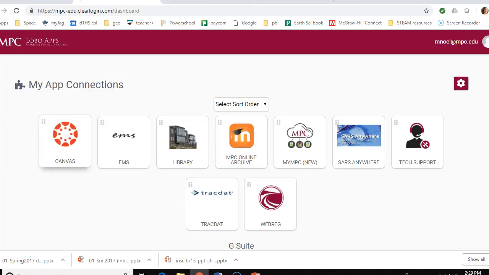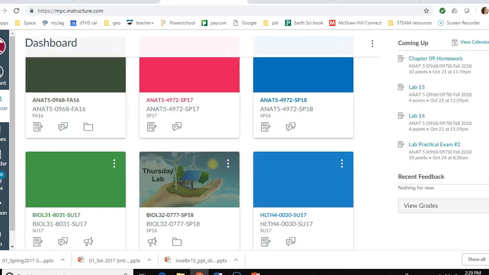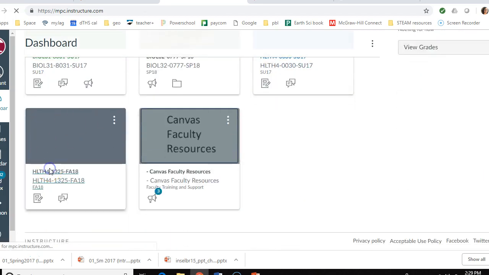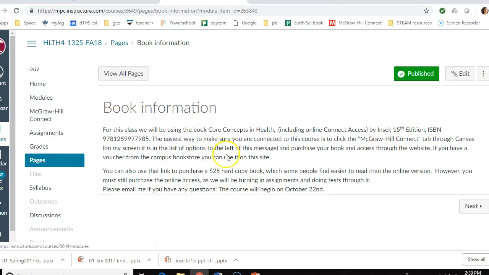If you've never done it before, you log into Lobo Apps with your MPC login. You'll get this screen, or it might look something like this, depending on how you've organized it. You go to Canvas, and then it shows all of your classes, and you'll click on this class. Yours will look a little different than this page does right now because I haven't made everything available for you yet, but what you have before the class started was the book information.